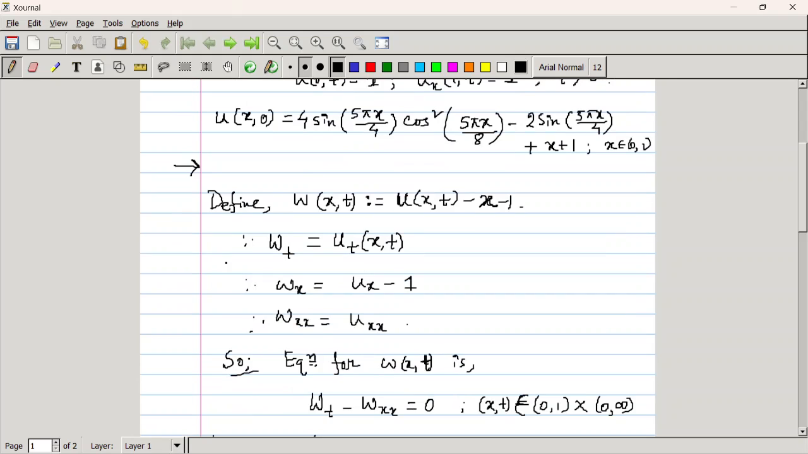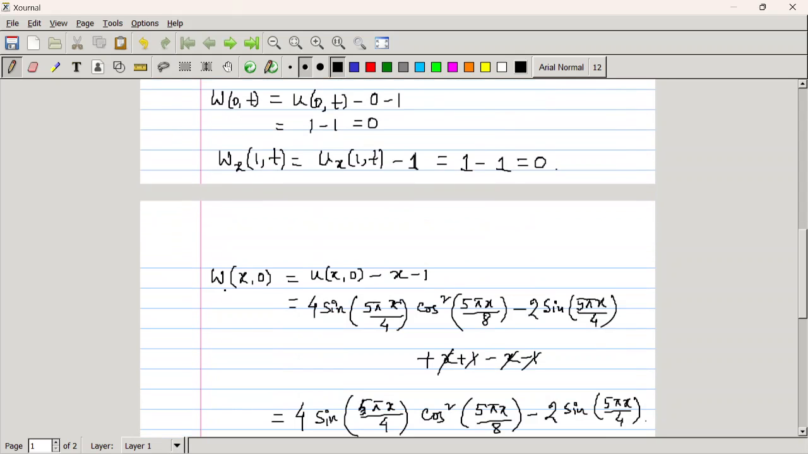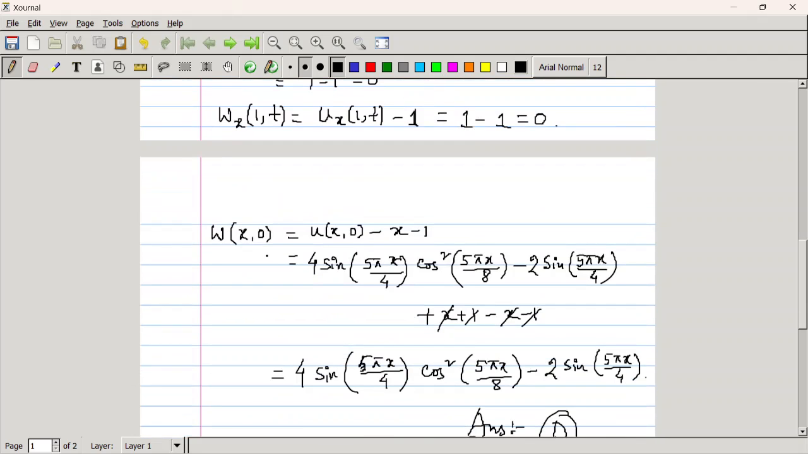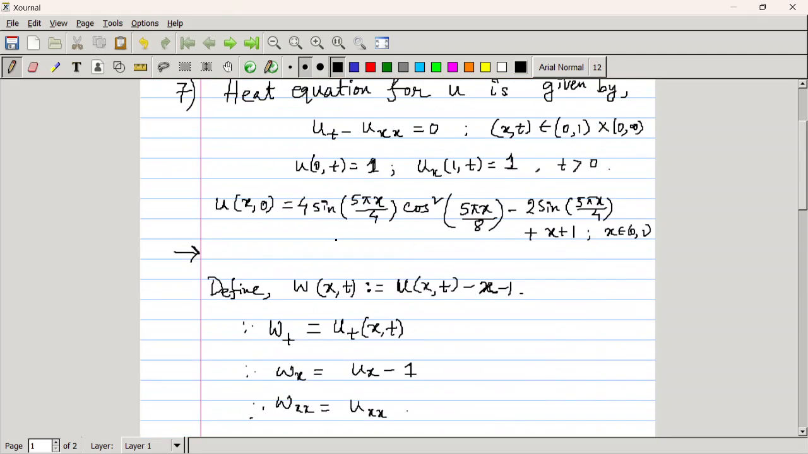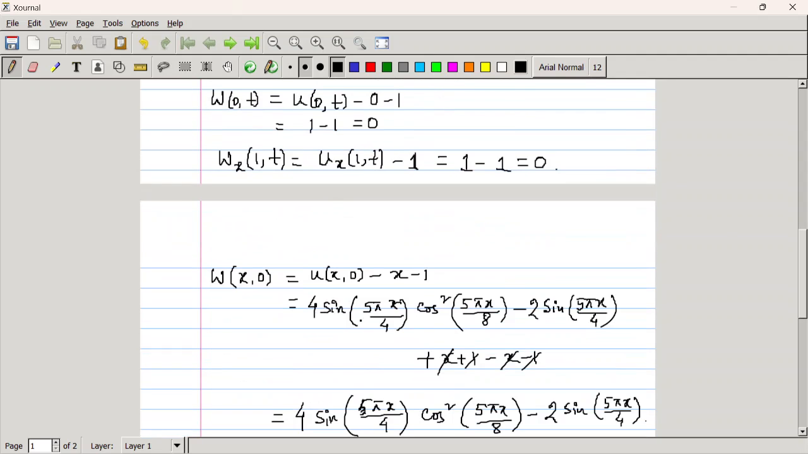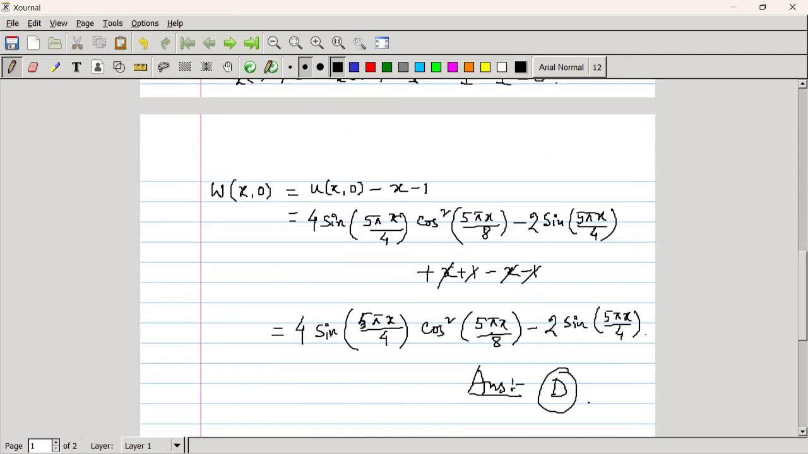So w(x, 0) is u(x, 0) minus (x minus 1). Here I am defining w, so I am putting t equal to 0. w(x, 0) is u(x, 0) minus (x minus 1). u(x, 0) is given as this expression, the initial condition, which I wrote here, minus x minus 1. So this x plus 1 and x minus 1 cancel out, and I got this answer.